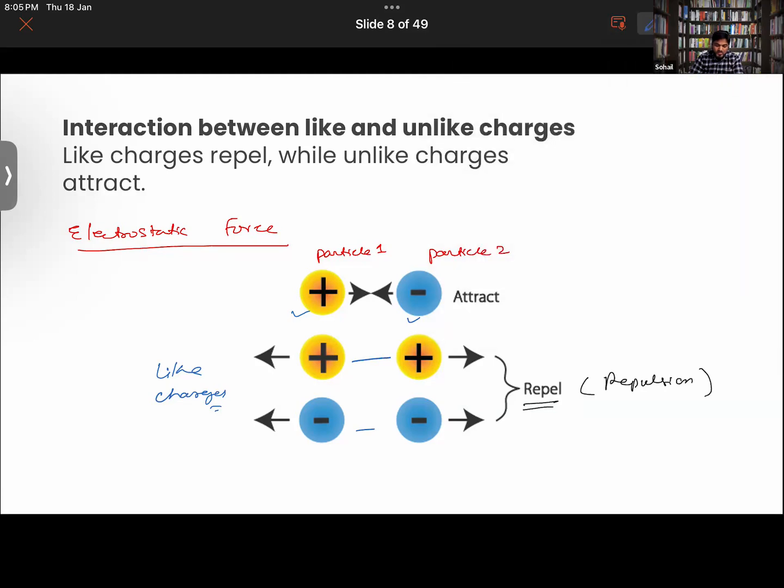Note this thing also. We are still talking about electrostatic force only. We haven't started talking about current electricity in detail yet. We are still talking about static charges, the force that develops due to static charges.